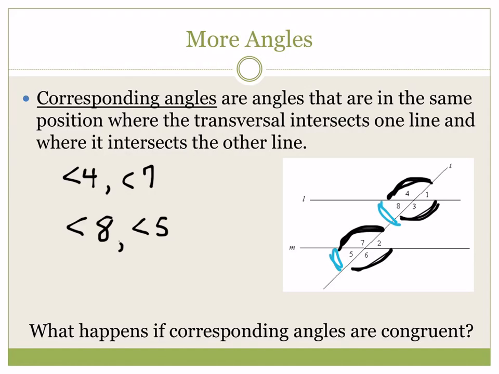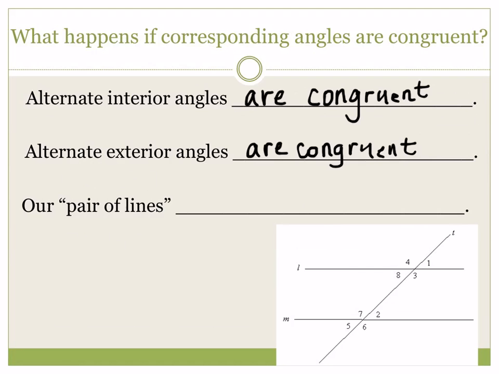And so now all of a sudden, alternate interior angles 7 and 3 are congruent because they're both marked in black, correct? And alternate exterior angles 4 and 6 are congruent because they're also marked in black. And our pair of lines is parallel.